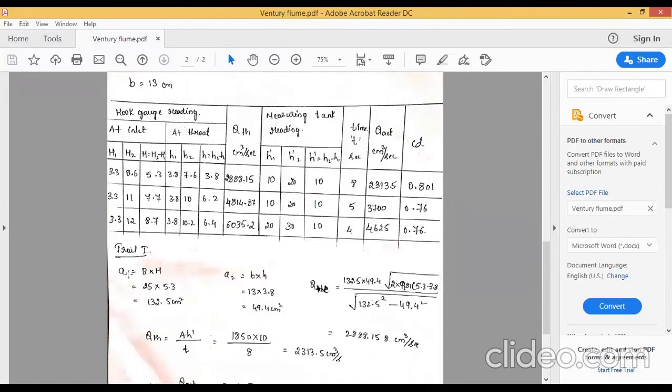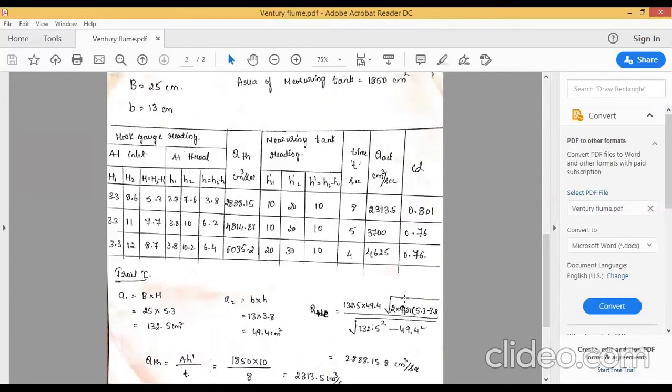So first find area 1 and area 2. Here only H will be different; capital B is constant, and only H will vary for each experiment. So for the first trial it is 25 into 5.3, and you will get 132.5 centimeters square. A2 is B into small h, where B is already given, so it is 13 into 3.8. Find out the area and then find out Q theoretical, substitute in the formula, and you will get 2888.158 centimeter cube per second.